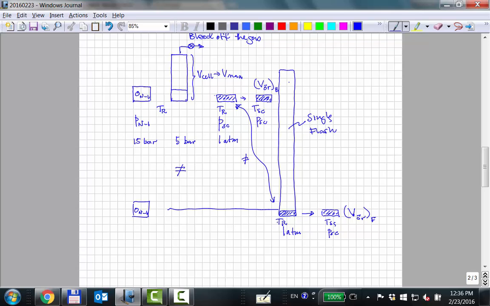In the first case, when you took the sample from 5 bar to 1 bar, you're continuously taking gas away from the cell. It's not shown, but you have a valve and you just take the gas away and the pressure slowly drops. You are measuring the volume of the gas.